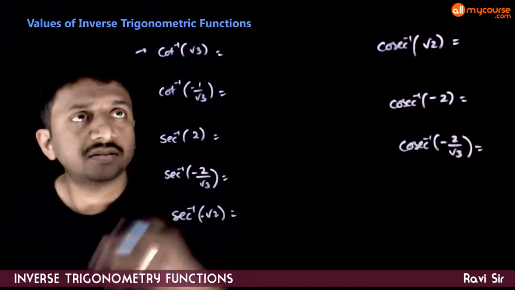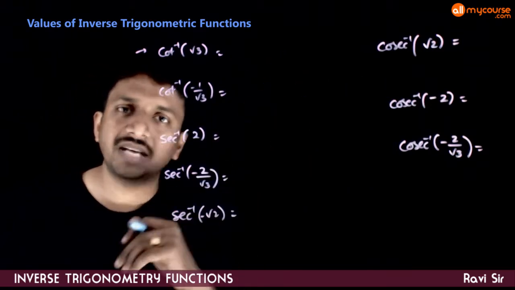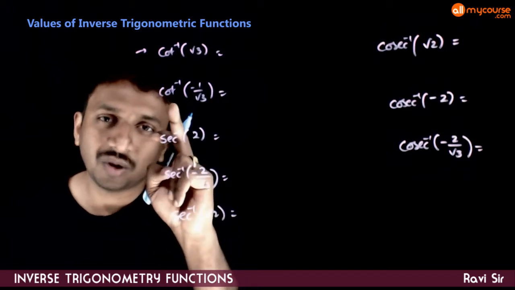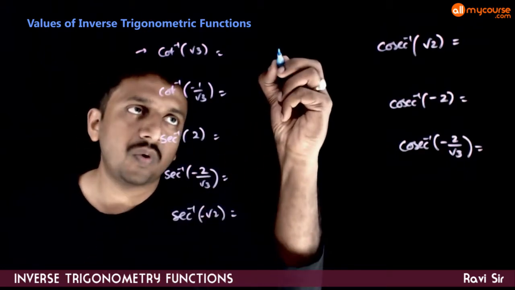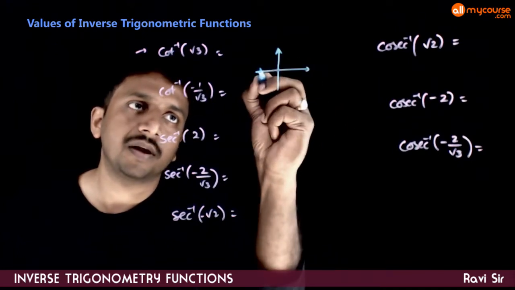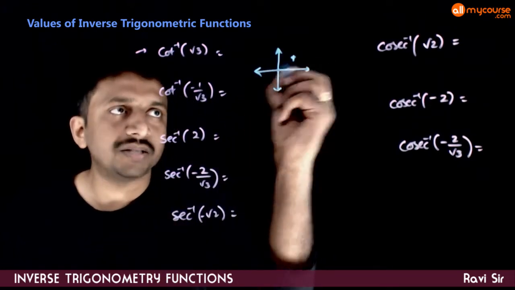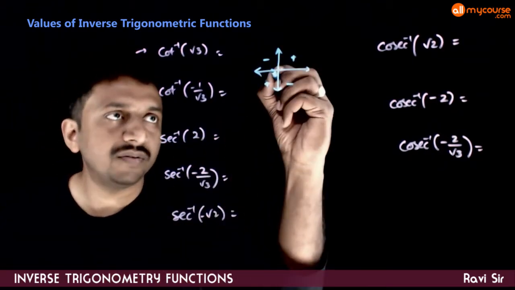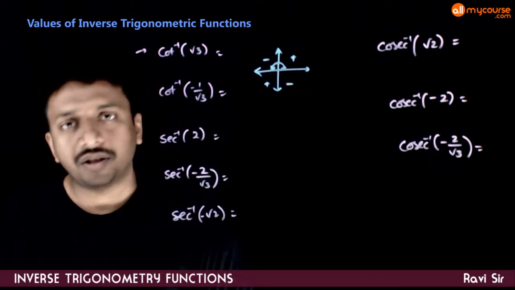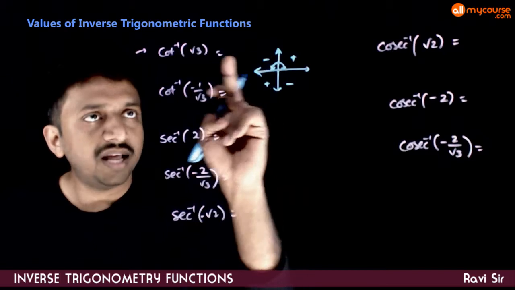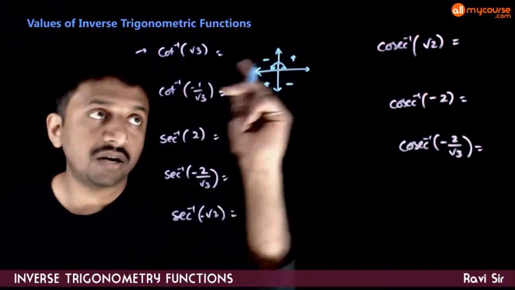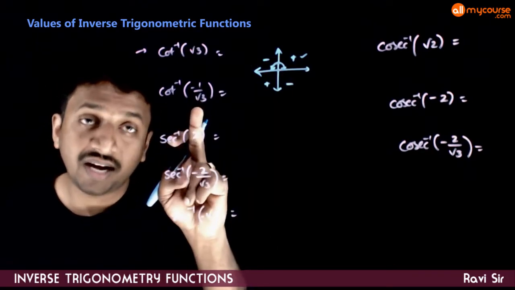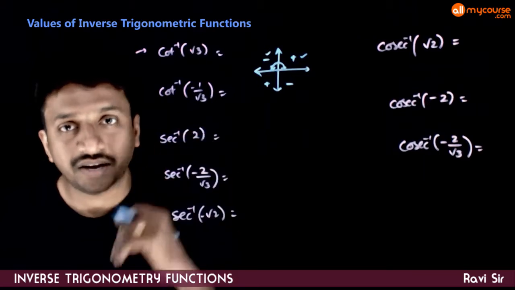We do the similar analysis for cot inverse, secant inverse as well as cosecant inverse. So to understand cot inverse, let us draw the quadrant diagram for cot inverse. The quadrant diagram for cot inverse looks like this. So cot is positive here, negative here, positive here, negative here. And the range of cot inverse is from 0 to pi. So we draw this. If you take positive numbers inside cot inverse, you get angles in the first quadrant. Cot inverse of a negative number, you get an angle in the second quadrant.